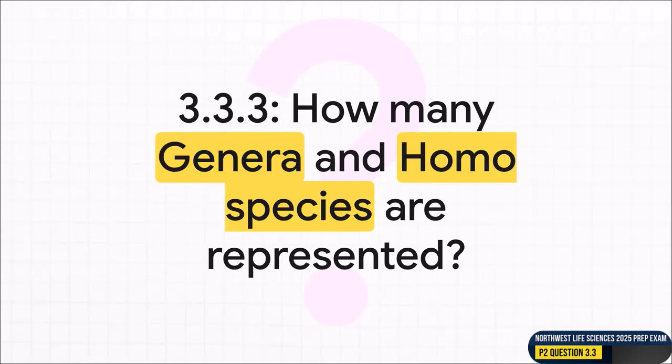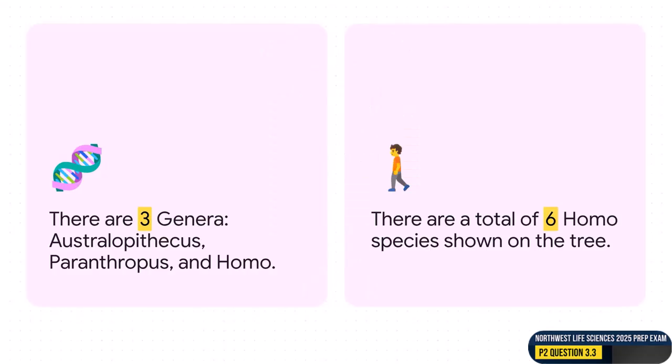Okay, this next one is a test of your observation skills. It's a two-parter, so you gotta be careful. It wants to know how many different genera or groups there are, and then how many species from the Homo genus are on the tree. So, if you look closely, you can see three distinct genera. That's the first word in the name, right? We've got Australopithecus, Paranthropus, and Homo. And then, if we just count up all the species that start with the word Homo, we get a total of 6. It's just simple counting, and that's 2 more easy marks.